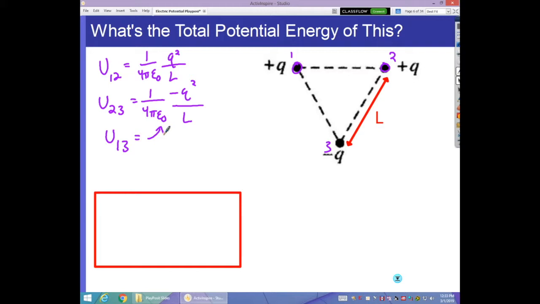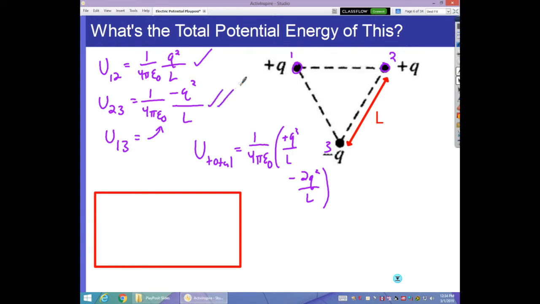So how do I find my total energy? Well, it's going to be the sum of all of those. So I'm going to get 1 over 4 pi epsilon naught times plus Q squared over L, and then minus 2Q squared over L, because, again, I've got 1 of these and 2 of these. So my total net potential energy is going to be negative 1 over 4 pi epsilon 0 Q squared over L.